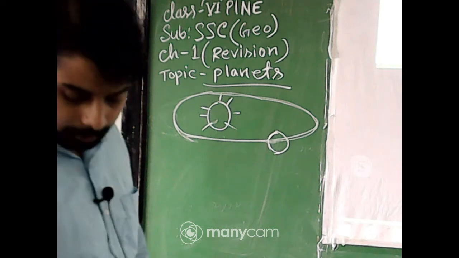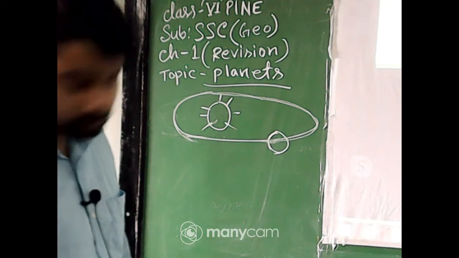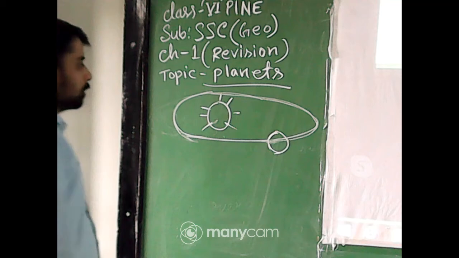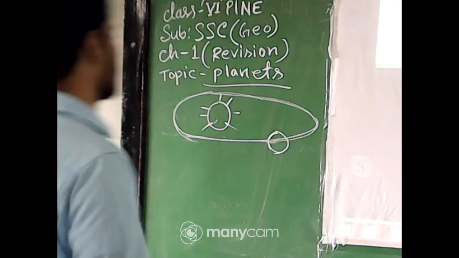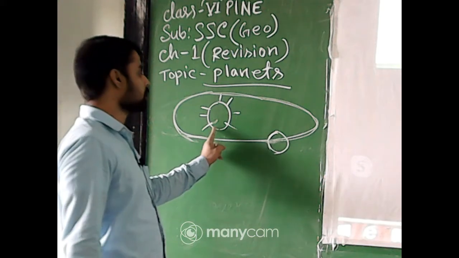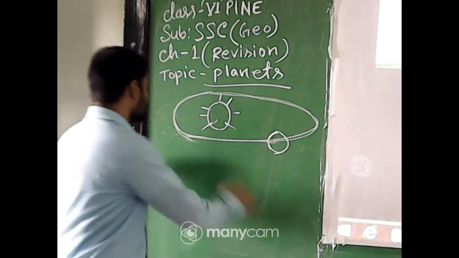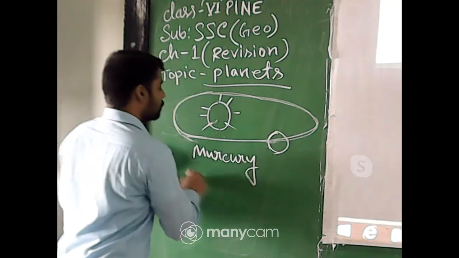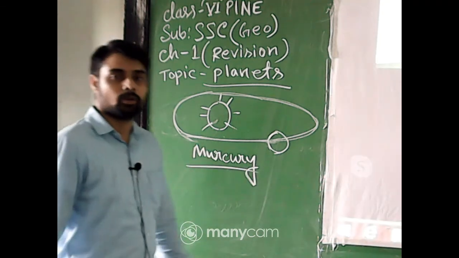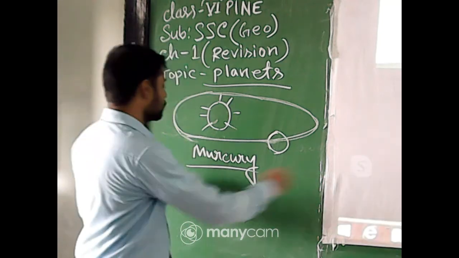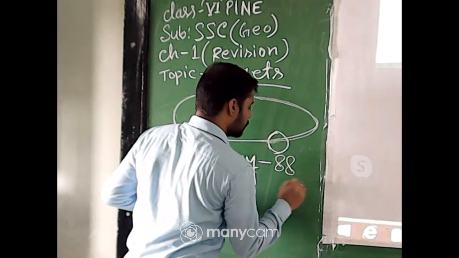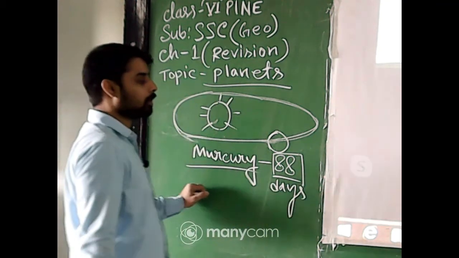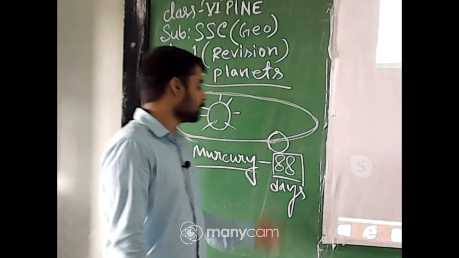Pluto also has different moons. Okay, there are 5 moons that Pluto has. Now we will discuss the nearest planet, the one situated nearest to the sun, and the name of the planet is Mercury. Mercury is the nearest planet to the sun, and it takes 88 days to move around the sun, just 88 days.